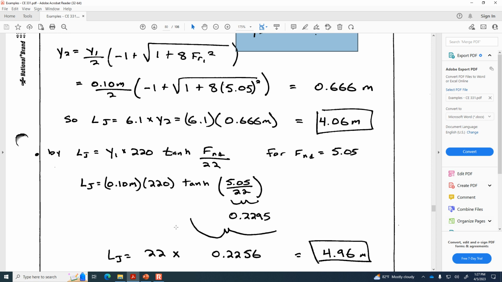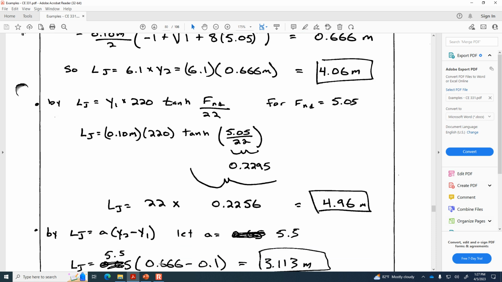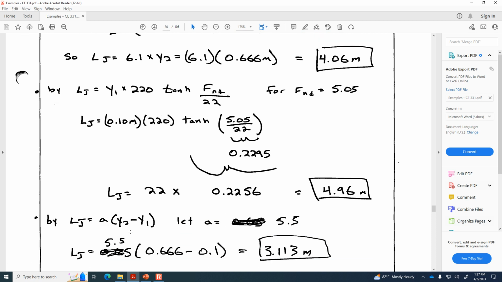And then the book has this other formula that it calls another hydraulic jump equation, where it suggested the coefficient A is between 5 and 6.9. So if we just pick some value in the approximate middle of that, if we just use an A factor of 5.5, and then the difference in the elevations, so the downstream depth minus the upstream depth, that would give us the lowest of the hydraulic jump lengths, 3.1.